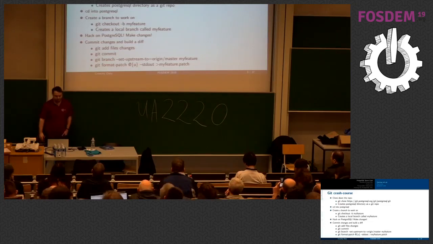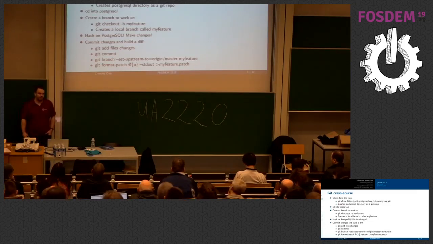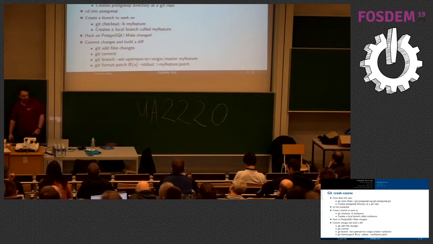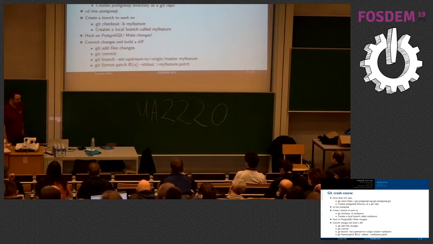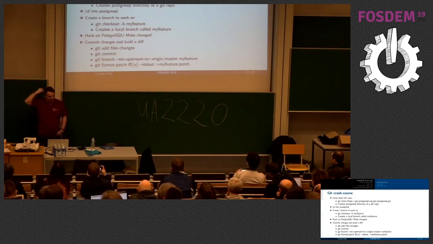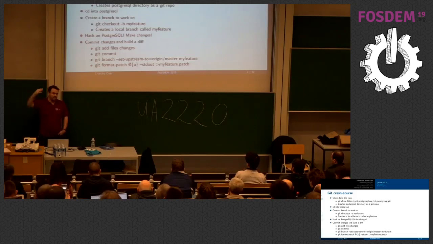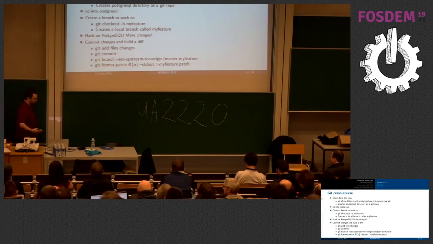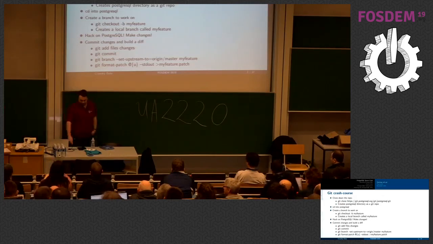But it's pretty straightforward. When you're hacking with Postgres, we typically do things on feature branches. So you do a git checkout -b, which creates your local branch, and then you hack on Postgres, right? Make changes, do what you want. And then the way we tend to operate is, you add the files, you commit, and then you use format-patch to actually create a patch that then gets sent up to the hackers mailing list. And we'll talk a little bit about what that looks like later on in terms of how you register things inside of what we call a commitfest application.